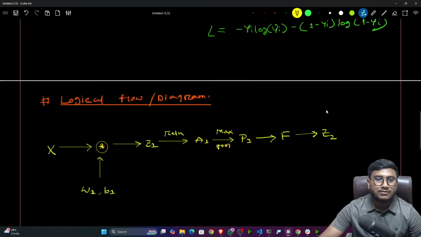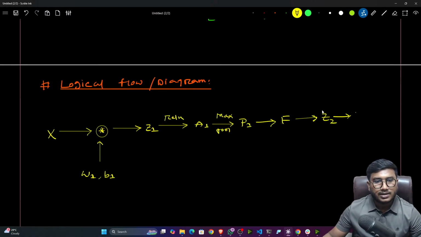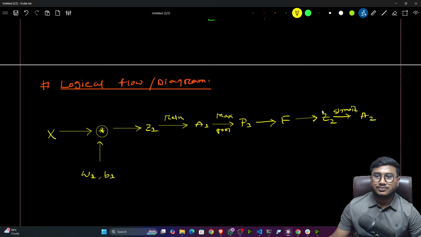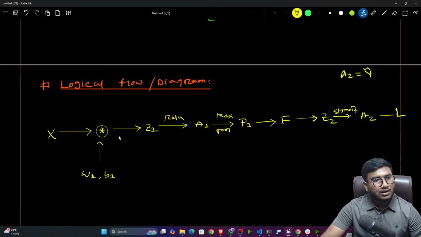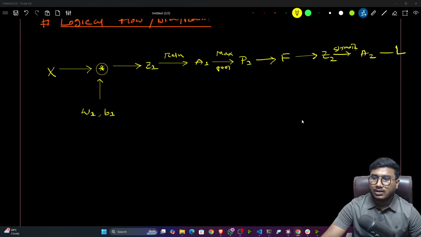That's why you are using the sigmoid activation function. The output you are getting, I can consider it as A2, and let's say this is your y hat. That means A2 is equal to your y hat at the end. Based on this y hat, that means A2, you calculate the loss. So this is the entire logical flow. Now we'll try to break this thing down and understand how the weight update will happen in the CNN architecture.